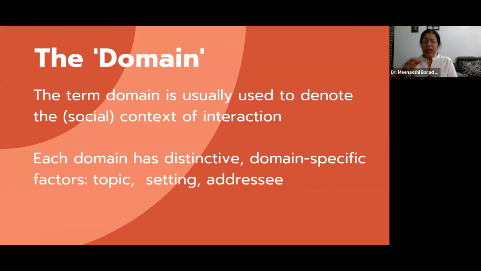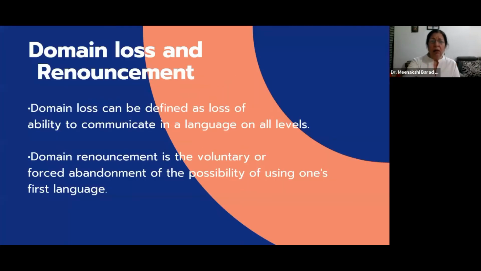Okay, so you tend to use a low code if you're speaking to someone who is close to you in terms of degree of friendship, sex, or ethnic background, and religious background, and so on. Okay, so let's look at domain loss and renouncement.